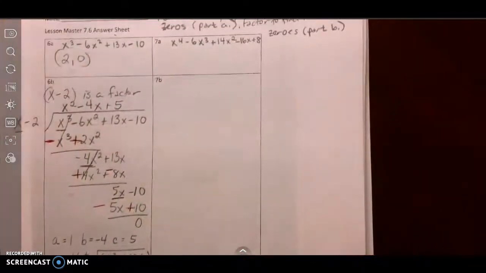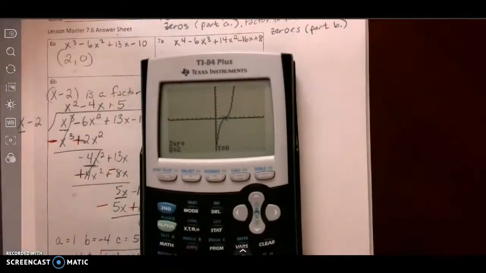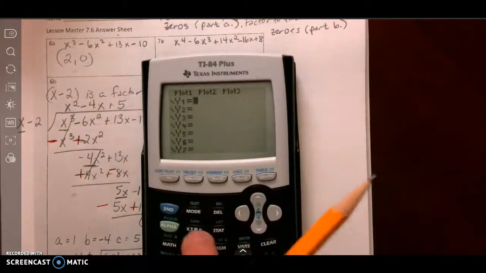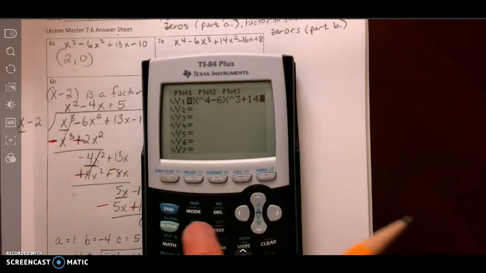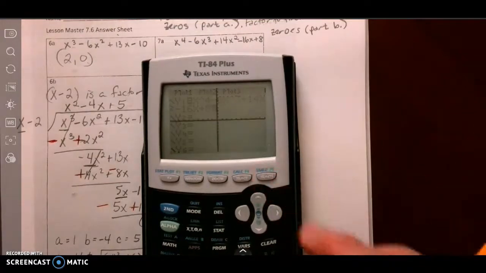All right. So I'm going to go back to my graph. I always have to start with my graph. And I'm going to go to y equals and type in x to the 4th minus 6x to the 3rd plus 14x squared minus 16x plus 8. Let's graph that.